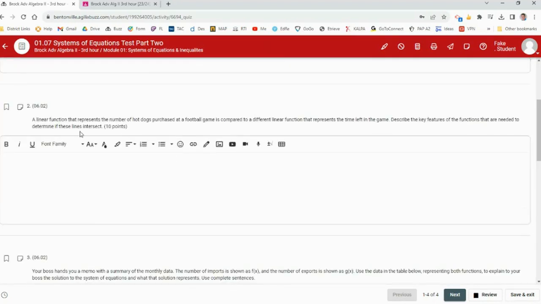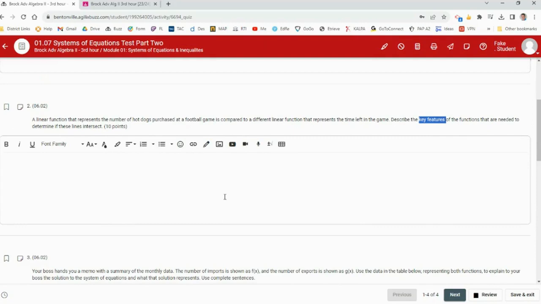A linear function that represents the number of hot dogs purchased at a football game is compared to a different linear function that represents the time left in the game. So you've got one function that talks about the number of hot dogs purchased, and the other one talks about time left in the game. Describe the key features of the functions that you need to know to determine if these lines intersect. What are the key features? What's important to know about those two functions?